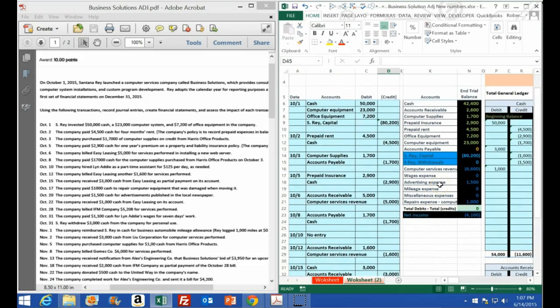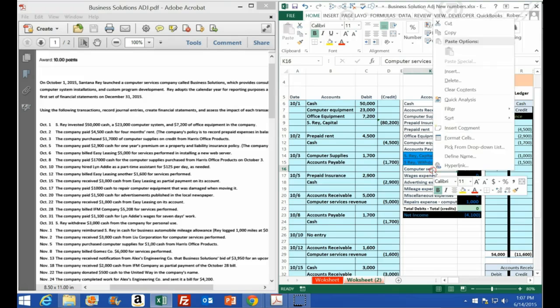Well, why do people owe us money? Because we did work. And when we do work, that's when we earn revenue. So we recognize revenue when we do the work, not when we receive the cash necessarily. Therefore, the credit will go to the revenue account, which is computer service revenue in this case, which has a credit balance. Credits only go one way, it only goes up.